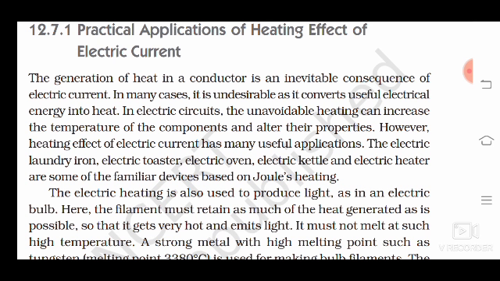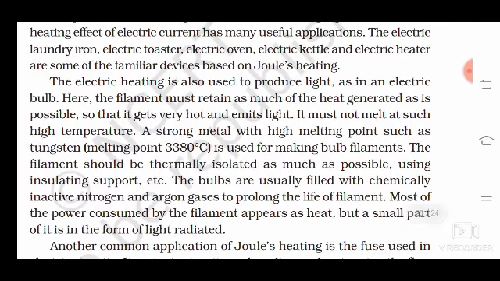The electric laundry iron, electric toaster, electric oven, electric kettle, electric heater are some of the familiar devices based on Joule's heating. The electric heating is also used to produce light, as in an electric bulb. Here, the filament must retain as much of the heat generated as is possible, so that it gets very hot and emits light. It must not melt at such high temperature. A strong metal with a high melting point, such as tungsten, please underline from here or make a bracket, a strong metal with a high melting point.